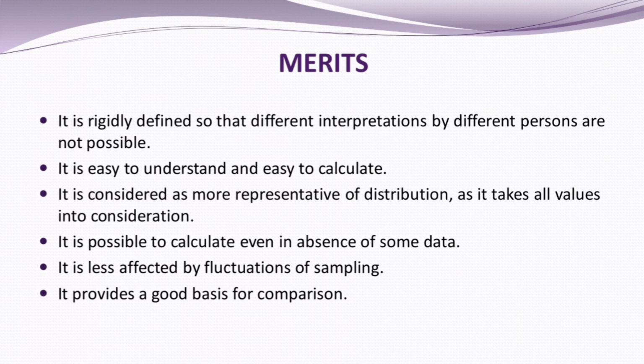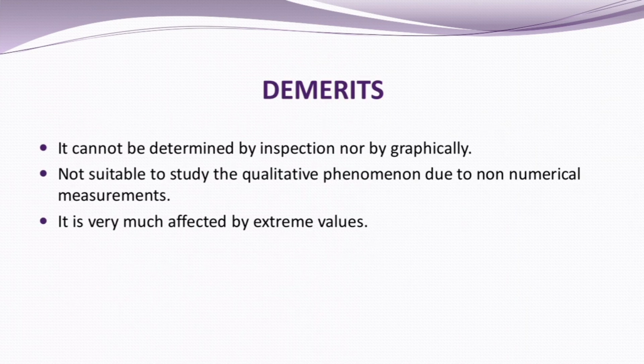Now coming to the demerits of the arithmetic mean. It cannot be determined by inspection nor graphically. It is not suitable to study qualitative phenomena due to non-numerical measurements. It is very much affected by extreme values. This is all about arithmetic mean. By this we are concluding the topic arithmetic mean. In the next video we will see about median.